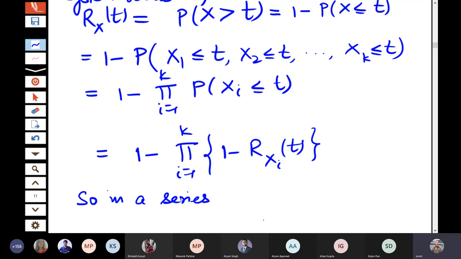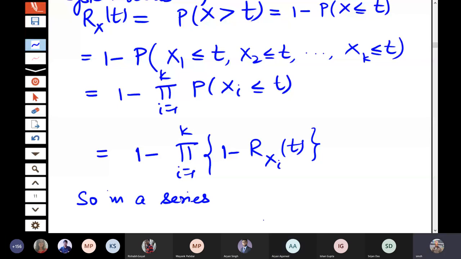So what is your statement? Tell me again. Sir, for example, in the parallel system, any one of the components working means the system will be working. So in the series system, we can add up all the reliabilities to get the parallel reliability. But then it may get greater than one.